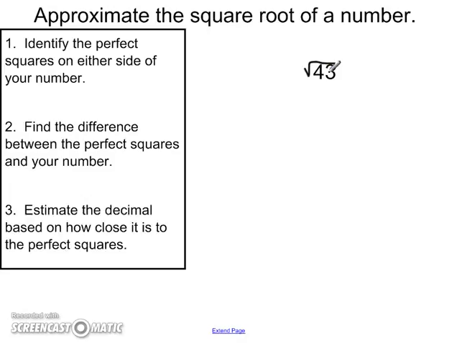So just like we were doing before, what are the perfect squares that surround 43? Well, I know the square root of 49 is just above. 7 times 7 is 49. 36 is below, which will give me 6. So I now know right now that the square root of 43 is 6 point something. We are now going to try to figure out what that something is.